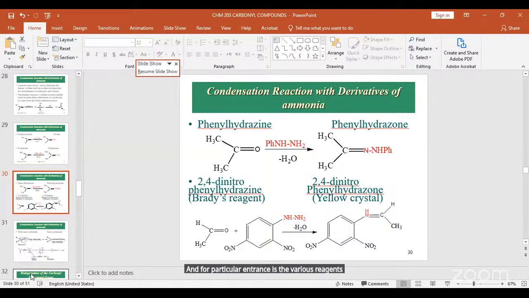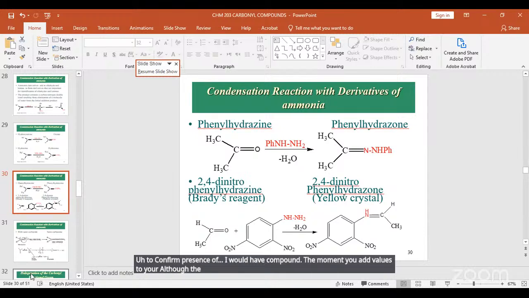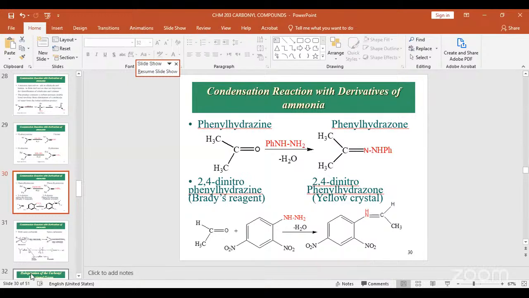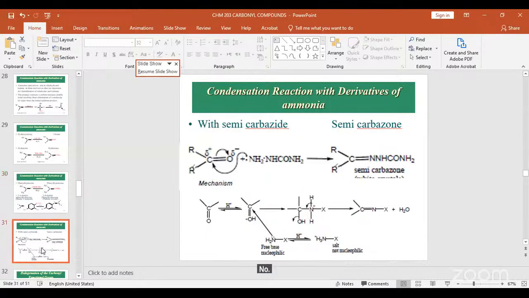Brady's reagent is one of those reagents that we use to confirm the presence of a carbonyl compound. The moment you add Brady's reagent to your unknown compound and you are able to have a yellow crystal formed, then the compound you are given is most likely a carbonyl compound. It could be an aldehyde and it could as well be a ketone. You can always check out which it is at the end of the day. Now, that's the mechanism.